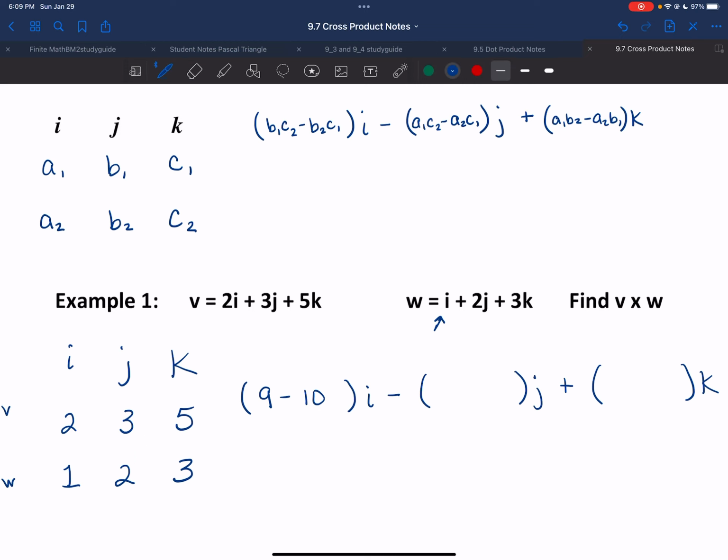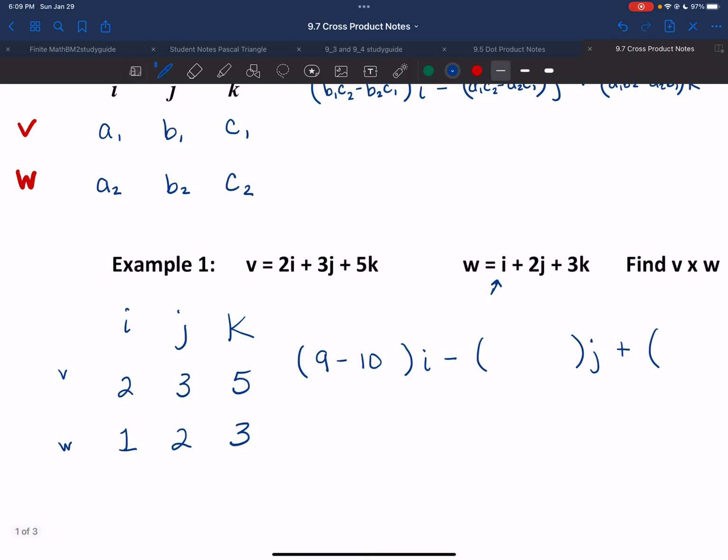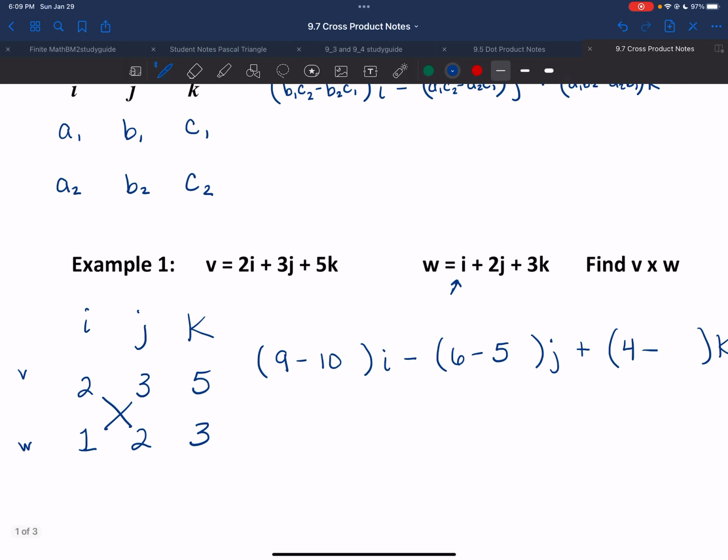All right, now I'm going to do J. And J, remember, we're going to go to our A and C. So 2 times 3 is 6, minus 1 times 5, minus 5. All right, and then I'm going to erase those. And then on K, I'm going to do 2 times 2, which is 4, minus 3 times 1, which is 3.